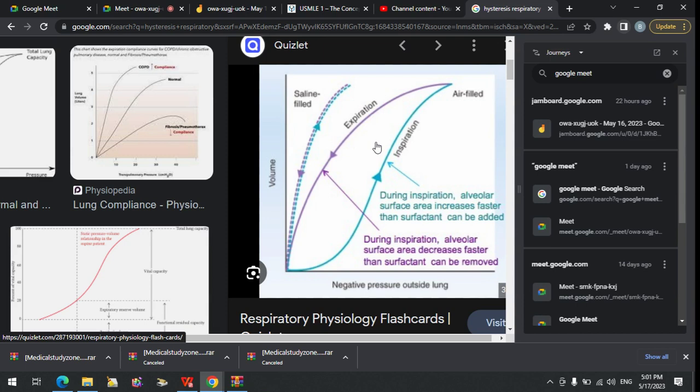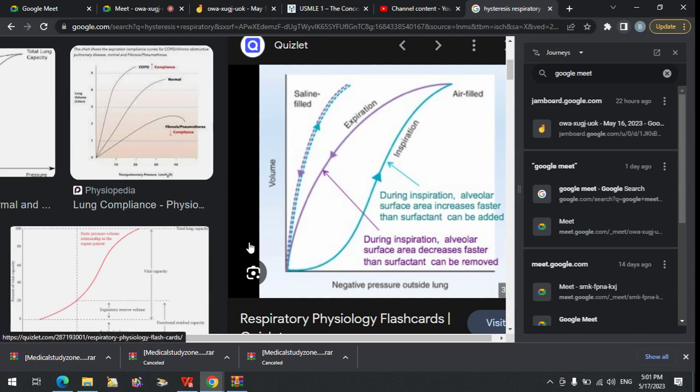Dr. Babawale, this lung hysteresis, is it a condition or what? It's a normal physiological condition. Do you get it? If you measure the compliance of a lung when it is inspiring, it's different from when it is expiring. That's just what we are trying to tell you. Thank you so much. I think I now understand it.